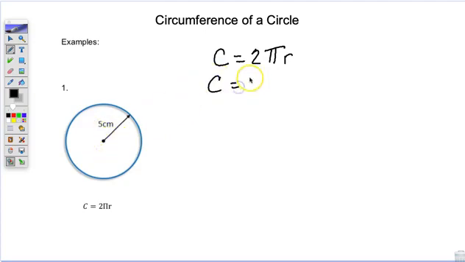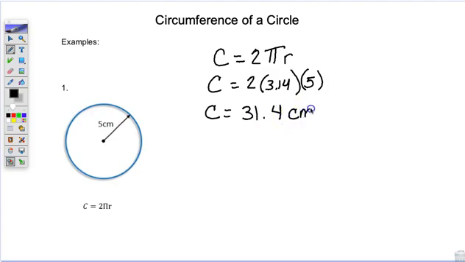So let's plug in what we know. We are going to use 3.14 for pi, and we know the radius is 5. So all we have to do is multiply these three numbers together and label our answer. After you've done so, you should get 31.4, and we're going to label it centimeters.